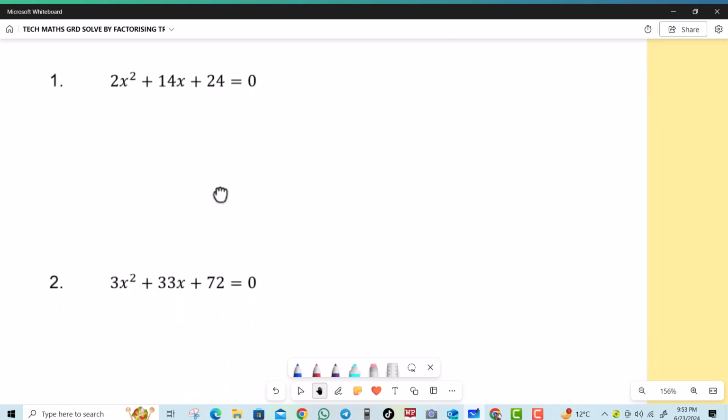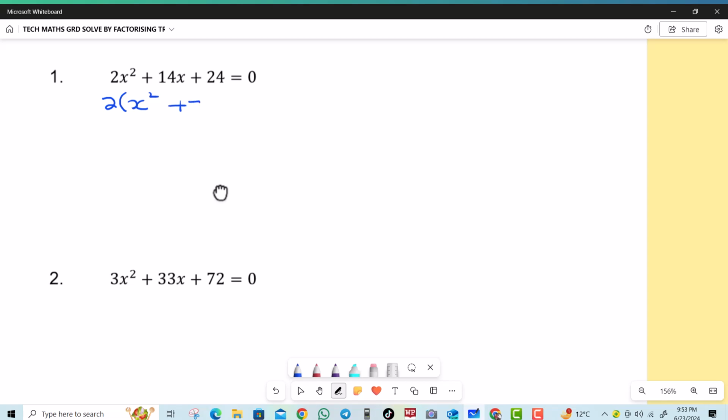Example which we have here: 2x squared plus 14x plus 24 equals 0. If we check here, guys, 2 is a common factor here, here, and here. So I can say 2, open brackets. I have x squared here, and I'm going to have 7x here, because 7 times 2 is 14. I'm going to have 12 here, because 12 times 2 is 24. Now you can divide by 2 both sides.